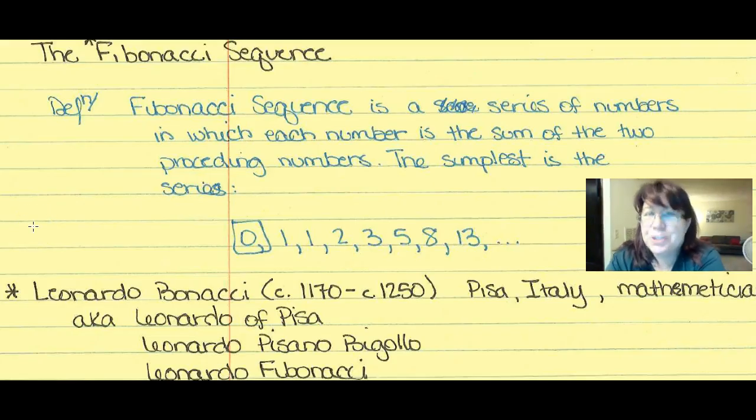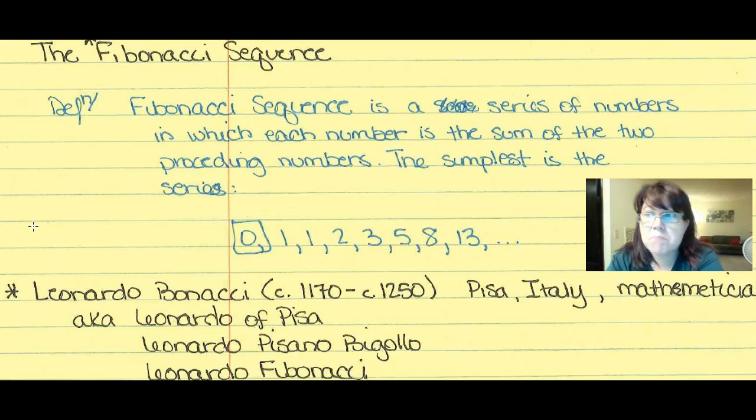Now, a really interesting sequence for, I guess, math geeks like me is the Fibonacci sequence. Now, the Fibonacci sequence is not quite an arithmetic sequence. And it's definitely not a geometric sequence since we're not multiplying anything. We are adding. It turns out the Fibonacci sequence is a series of numbers in which each number is the sum of the two preceding numbers.